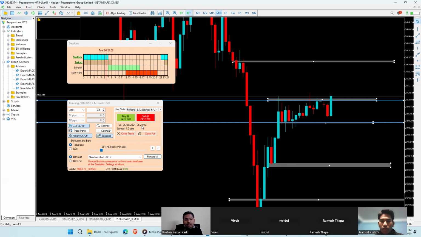So the 30-minute candle is about to close within 6 minutes. We have to see whether this candle is able to push up or not. If this candle is not able to break and close above this resistance, it means there will not be a valid trade for the buy. And it's about to close. Yeah, finally closed.